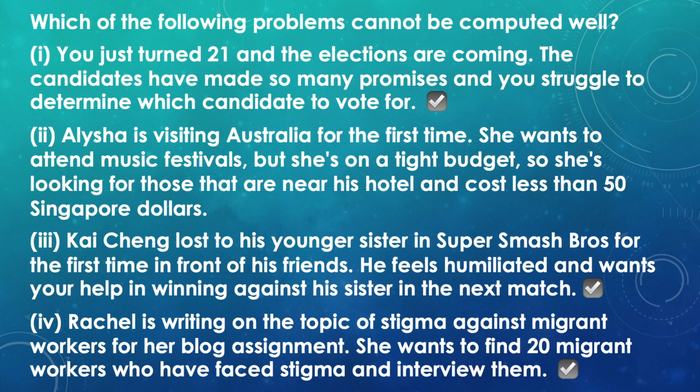And the last option, number 4, which is a bit problematic, which I'll explain why. Rachel is writing on the topic of stigma against migrant workers for a blog assignment. She wants to find 20 migrant workers who have faced stigma and interview them. The reason why this problem cannot be computed well is because the topic of stigma is also another problem of being too broadly defined. It's very hard to find people with stigma because there are many kinds of stigma and it wasn't really stated in this statement. And so this leaves us to option number 2 of why this can be computed well.